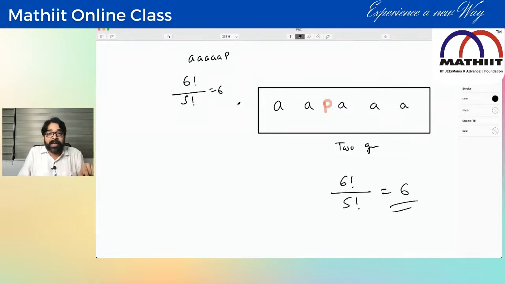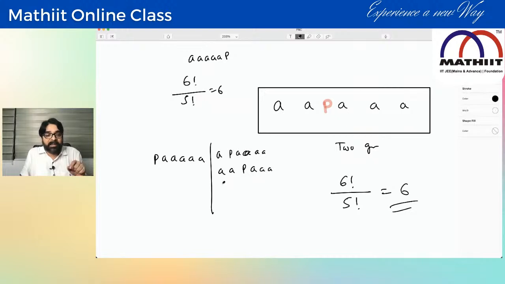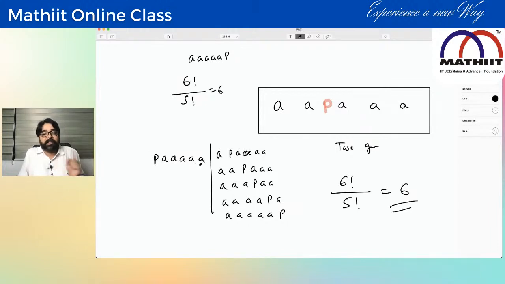6 ways. Why is 6 coming? Check it. One possibility, P then A's. That means left side group 0 objects, right side group 5 objects. Other possibility, A then P then the rest. Other possibility, and so on. Yes or no? This means what? This means left side group 0 objects, right side group 5 objects. This means left side group 1 object, right side group 4 objects, and so on. So you can count it 1, 2, 3, 4, 5, 6. 6 different group possibilities are there.